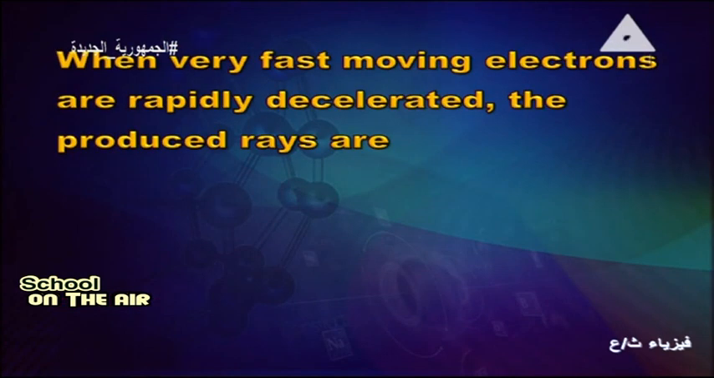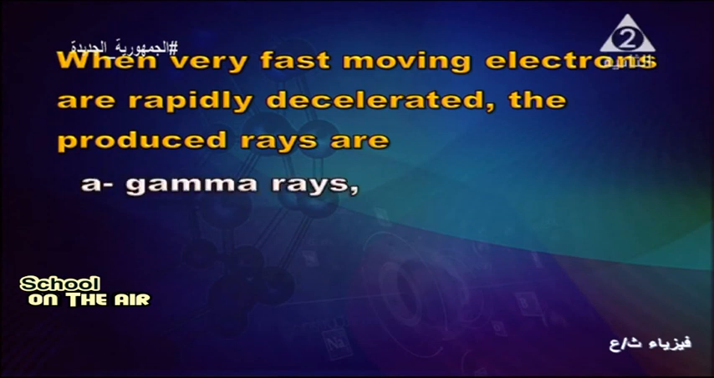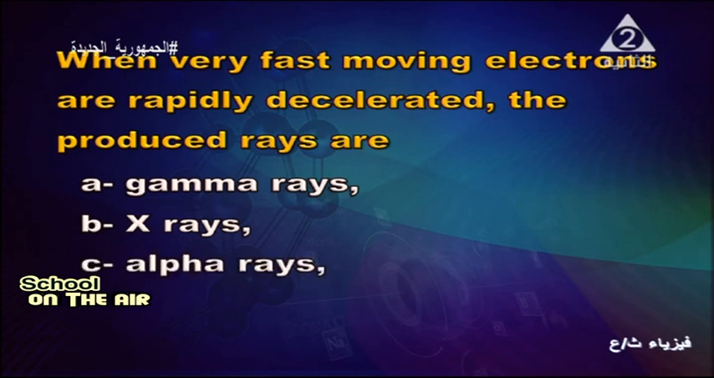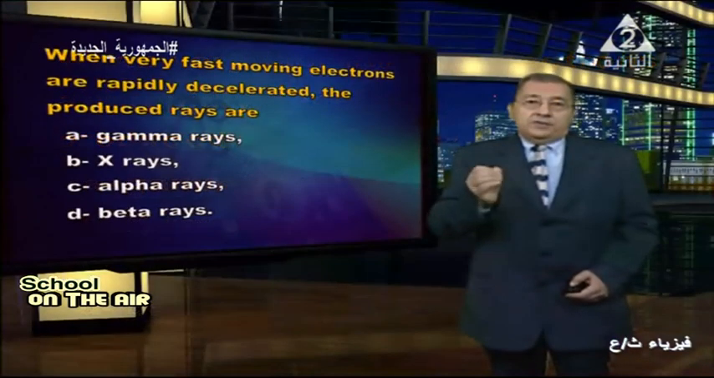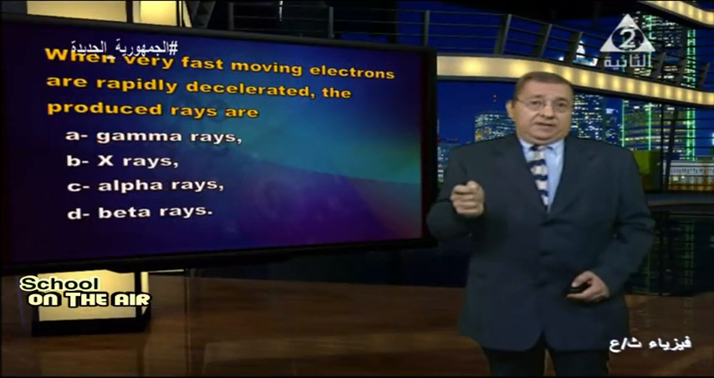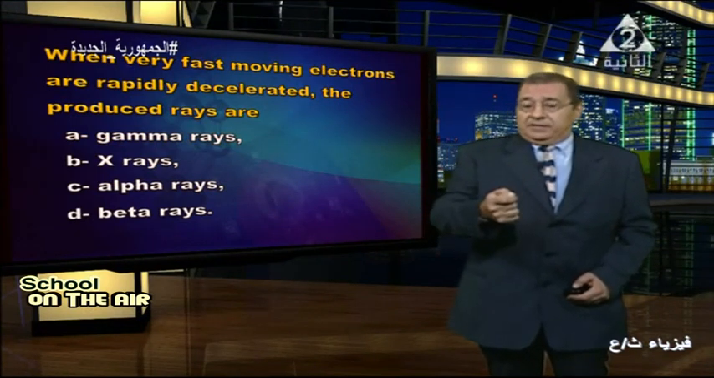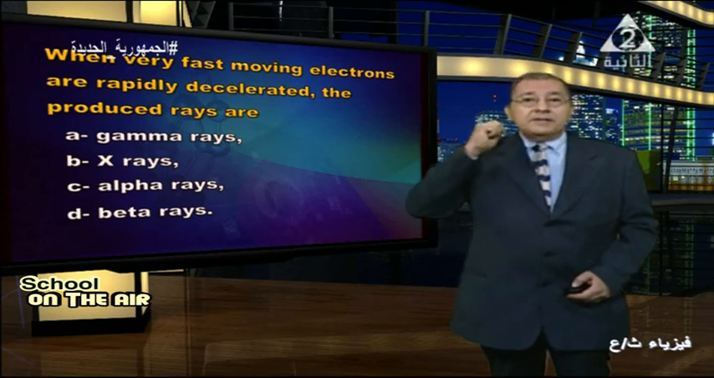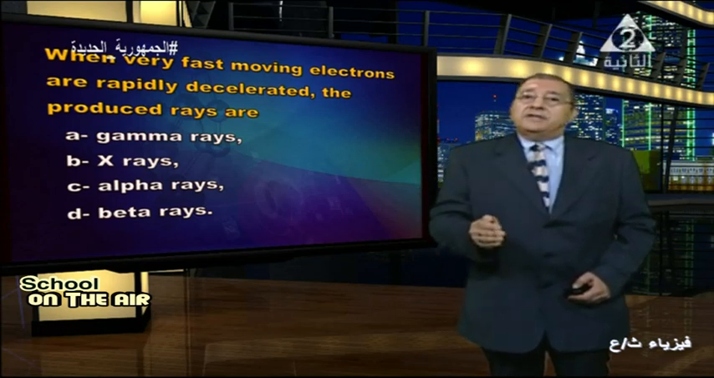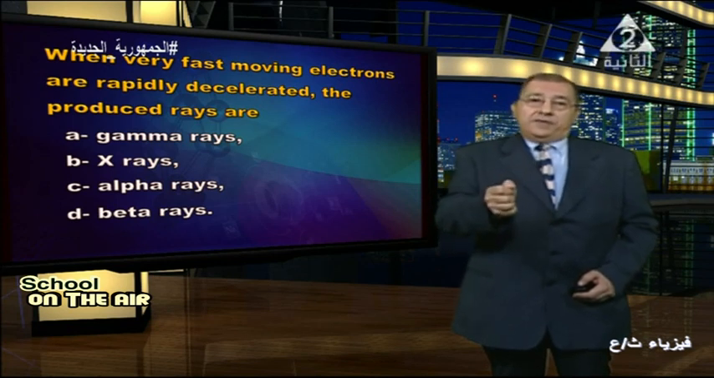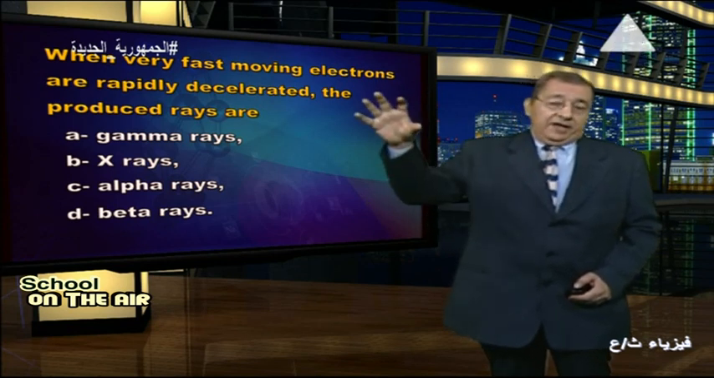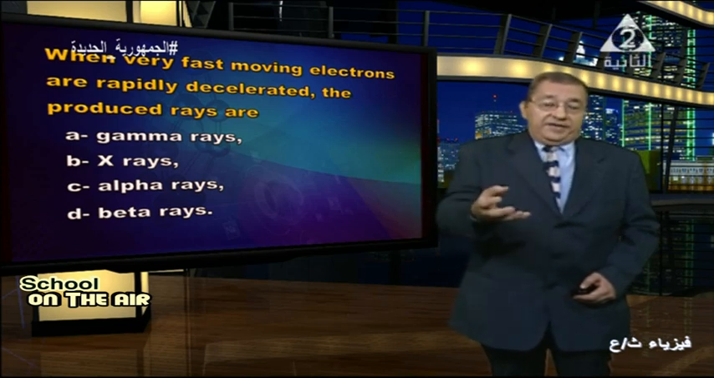Another choice, when very fast-moving electrons are rapidly decelerated, the produced rays are gamma, X-rays, alpha, or beta rays. Of course, yes, the way to produce X-rays is that electrons are highly and rapidly accelerated. We increase their velocity, and they are all of a sudden decelerated. And this energy of the electrons is converted into photons having high frequency, giving X-rays.